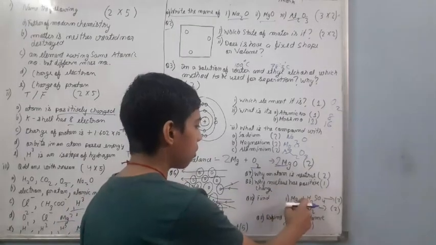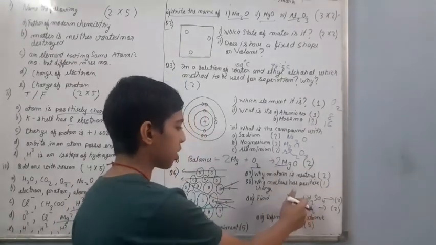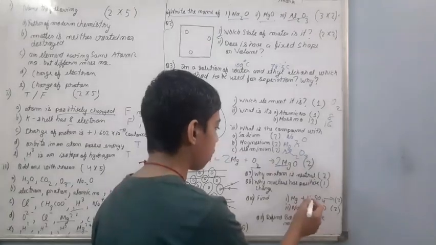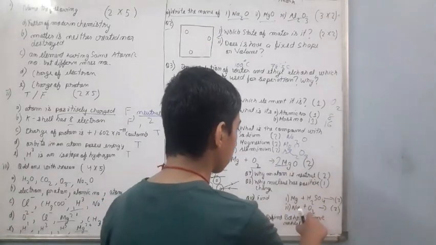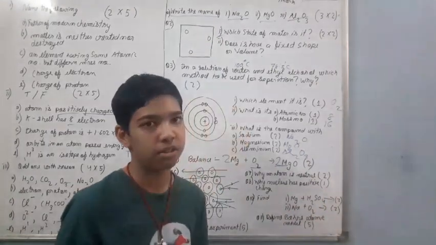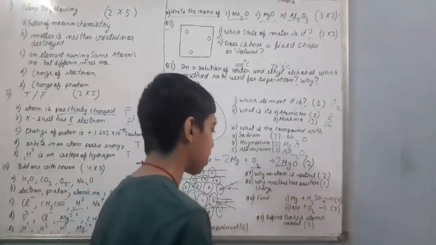Fine. We have to find the products. Mg plus H2SO4 changes into MgSO4 plus H2. Na plus O2 changes into Na2O. Now after that we can balance this chemical reaction.